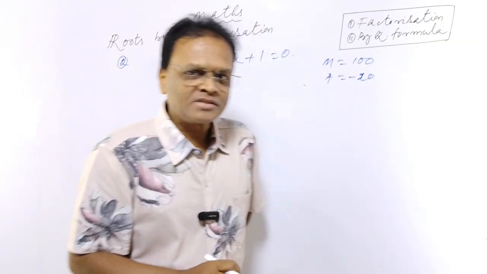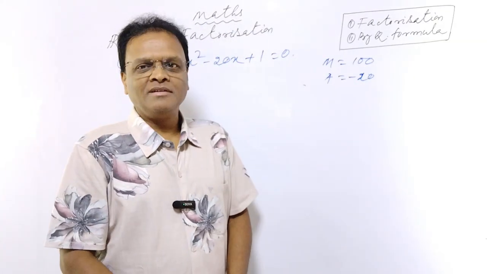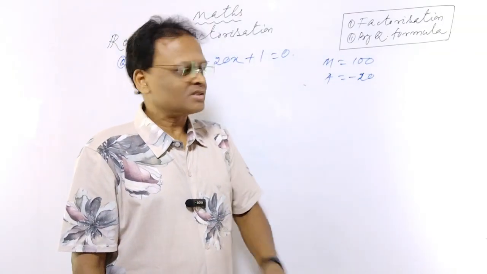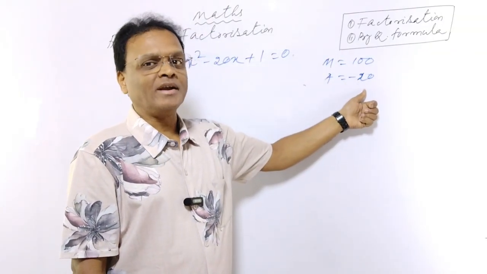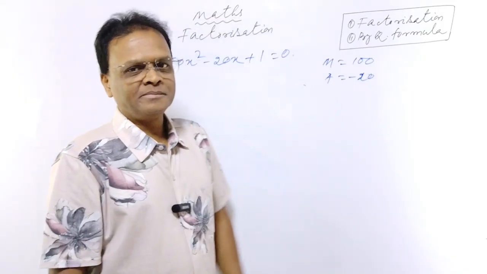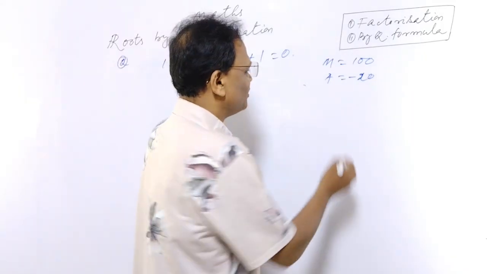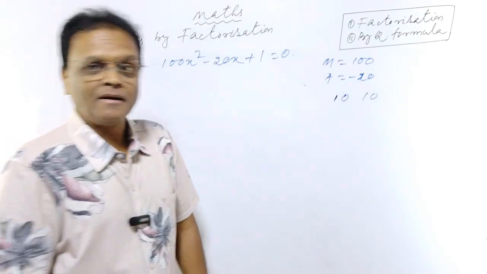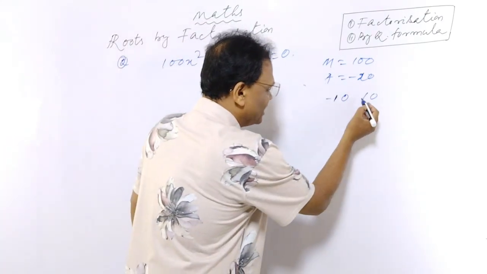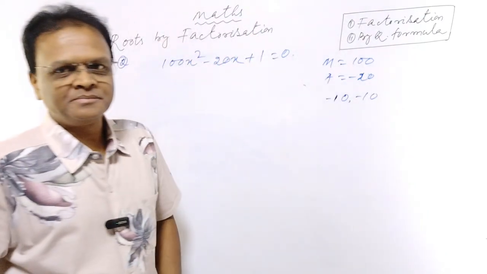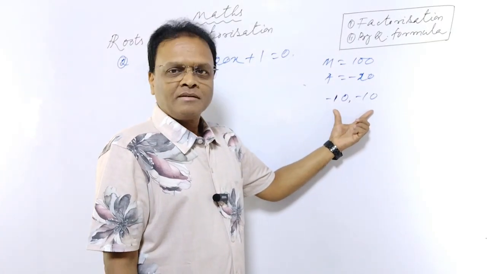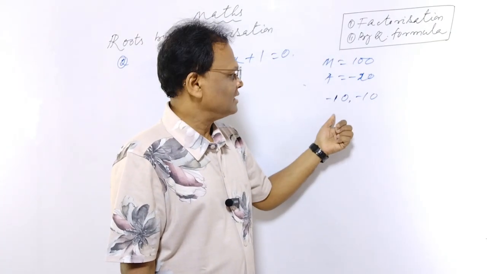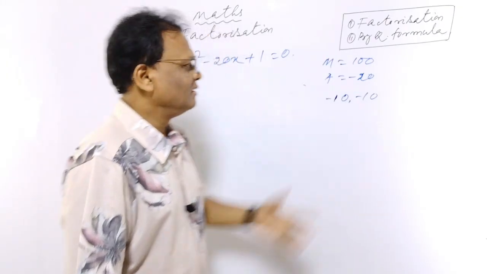Think of the two numbers. If you multiply those two numbers, you get 100, but if you add those two numbers, you must get minus 20. I think you are also getting 10 and 10. 10 tens are 100, so minus 10 and minus 10. Multiply, I think you are getting 100. Add, you are getting minus 20.